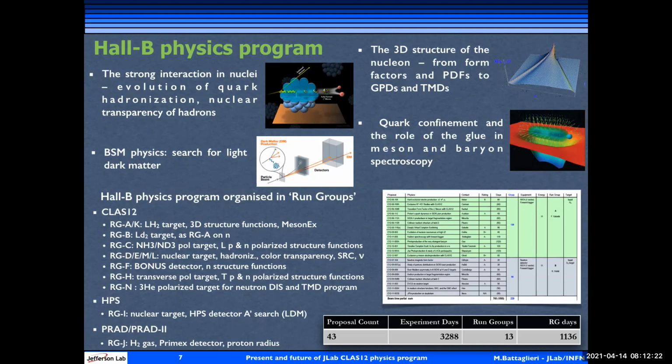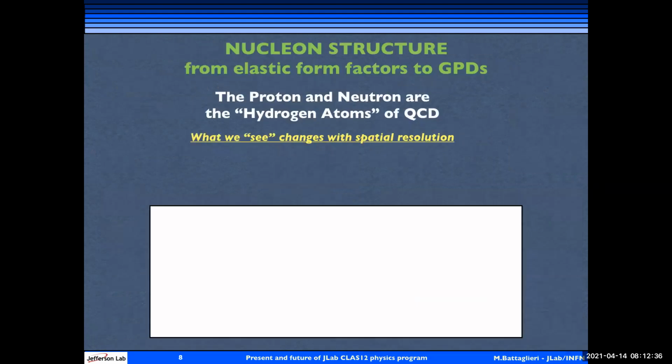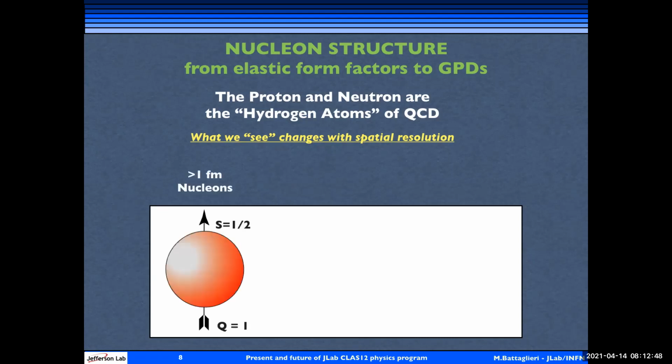And together with that, there are also in the whole other experiments like HPS, looking for the dark sector, exploring the dark sector, or PRad, that is a dedicated experiment to measure the proton radius. But I'm going to stick to the CLAS12 program. So now, if we look at the particular GPDs and TMDs program, that is the one that I think is more relevant for this conference and this venue.